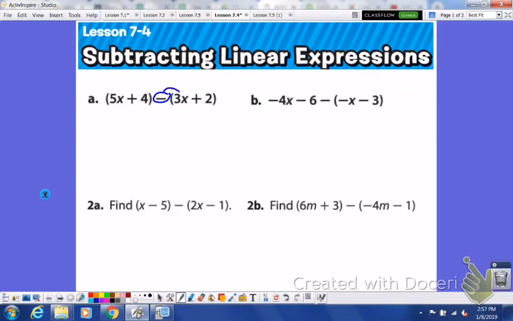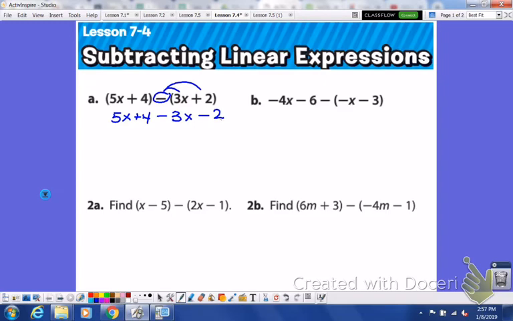So I distribute this negative. First parenthesis stays exactly the same. So 5x plus 4. Now negative times 3x gives me negative 3x. Negative times positive 2 gives me negative 2. So our expression is really 5x plus 4 minus 3x minus 2.